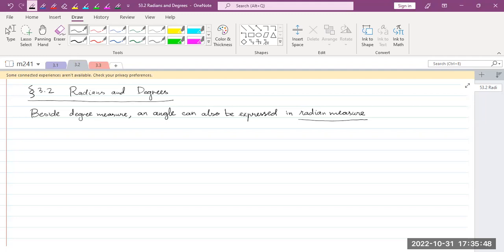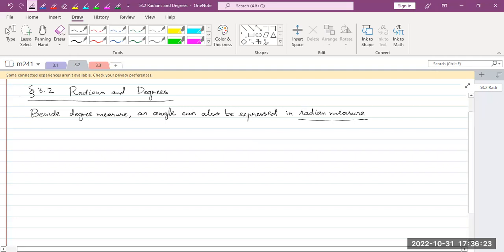But especially once you are in calculus, almost all the angles will be expressed in radian measure. You will see toward the end of this section, I think 3.4 and 3.5, we use the idea of these radians to compute, let's say, the arc length or the sector area of a circle. And to compute those, we need the angle to be expressed in radian measure. So right now we learn about what is radian measure first.